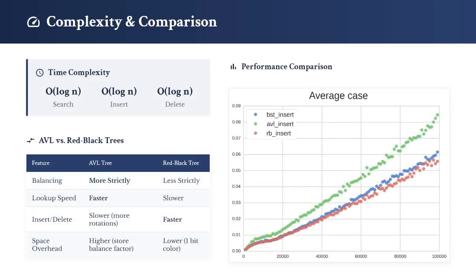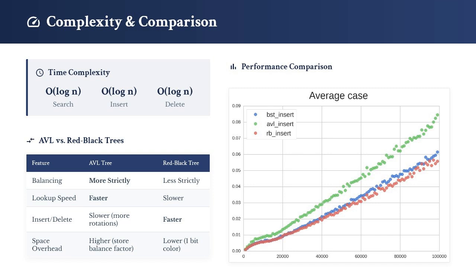One of the main advantages of AVL trees is their guaranteed time complexity. All basic operations have a time complexity of O(log n), where n is the number of nodes in the tree. This includes search, insertion, and deletion. The tree remains balanced, so the height is always logarithmic. In the worst case, the height of an AVL tree with n nodes is approximately 1.44 times log base 2 of (n + 2) minus 0.328. This is still O(log n).